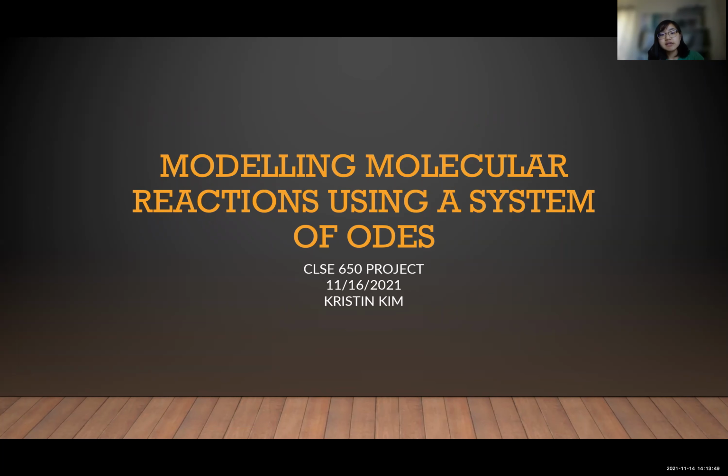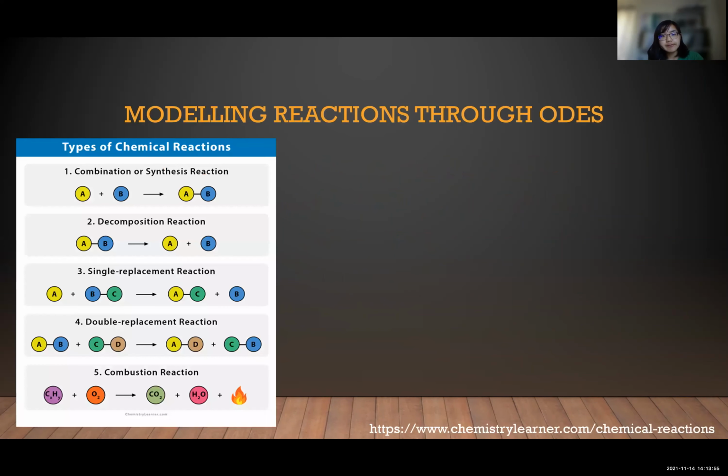I will be discussing how to model molecular reactions using a system of ordinary differential equations. So here is an example of 5 different types of chemical reactions. When you first see this, you would initially think of reactions between chemical components, but they can also be used to model different reactions between molecules, like protein interactions that are involved in driving cell function.